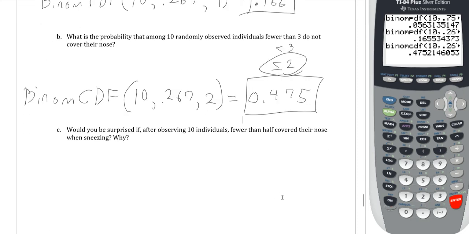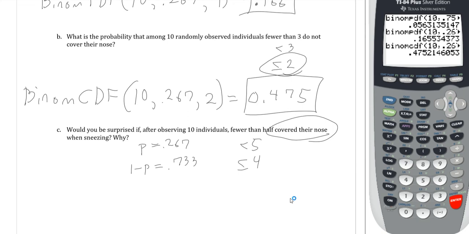Lastly, would you be surprised if after observing 10 individuals, fewer than half covered their nose when sneezing? Okay, so fewer than half covered their nose. So fewer than half means less than 5, which means less than or equal to 4. Now you could do this with the probability that we had, but we had the probability of success was 0.267, and that was them not covering their mouth. But we want them covering their nose. So that means we want to actually work with 1 minus p, which is 0.733.